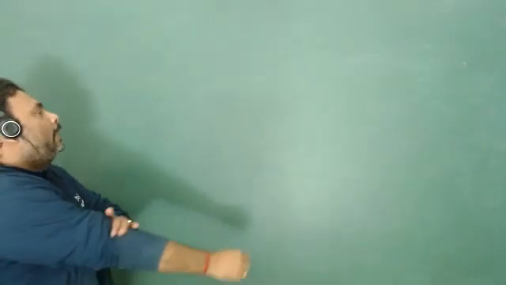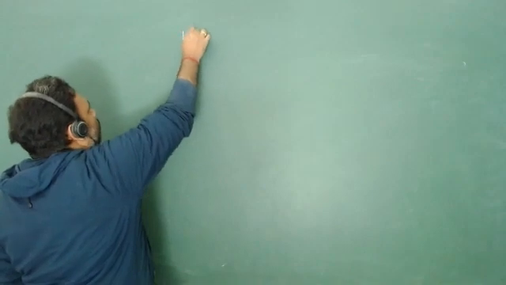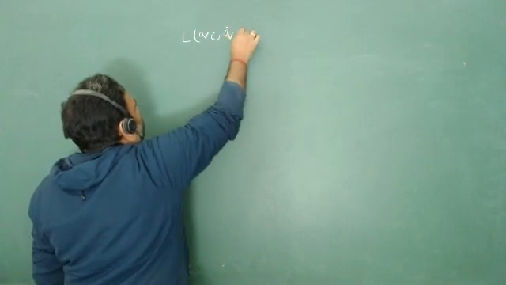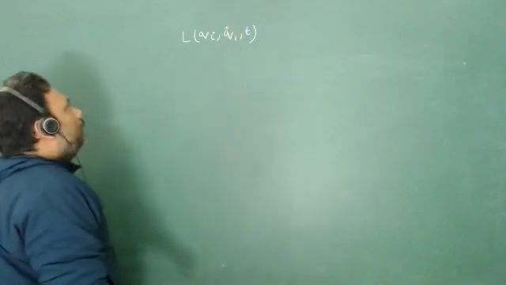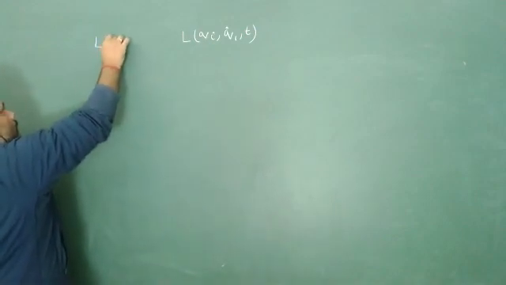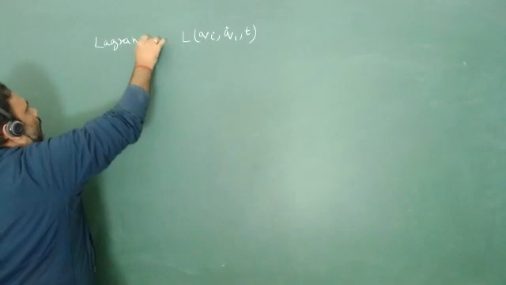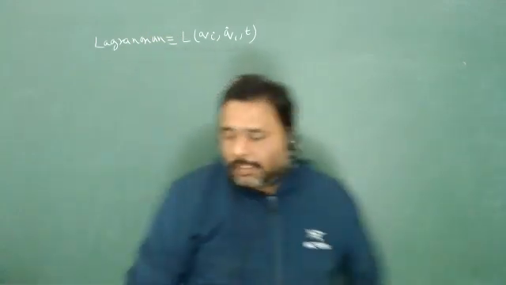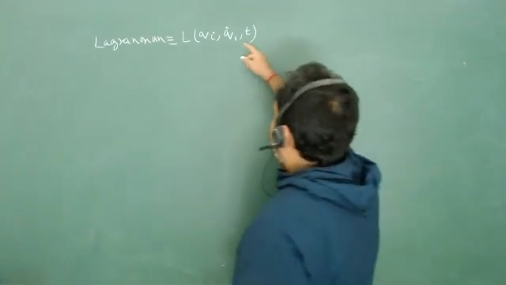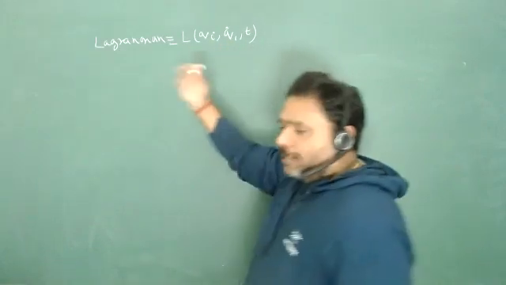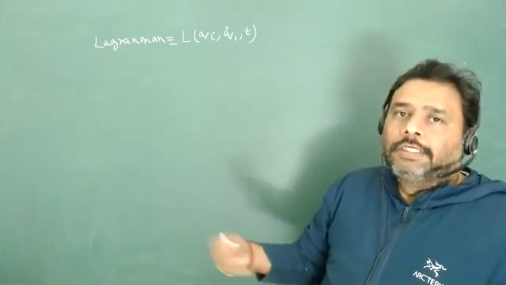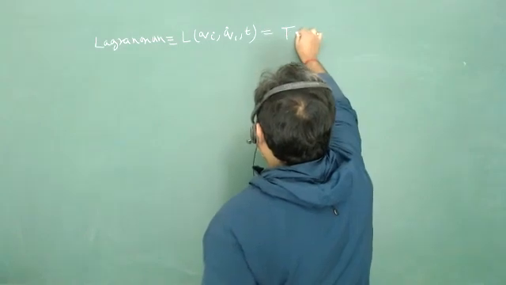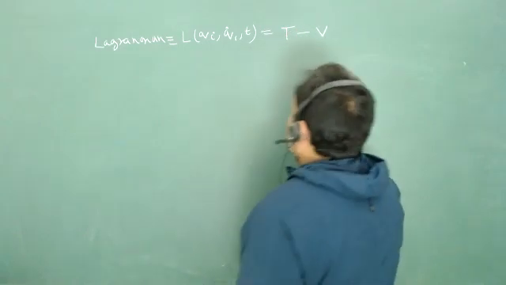Okay. So what we have is the Lagrangian of a system, which is a function of generalized coordinate, generalized velocity, and time. This is my Lagrangian of a system. These are conjugate ones. You can have more than one generalized coordinate and more than one generalized velocity. And this is nothing but the kinetic energy minus the potential energy of a system.